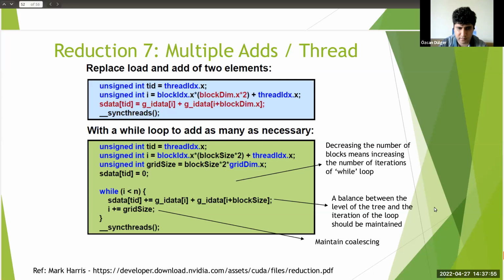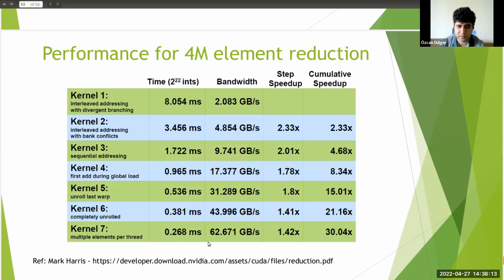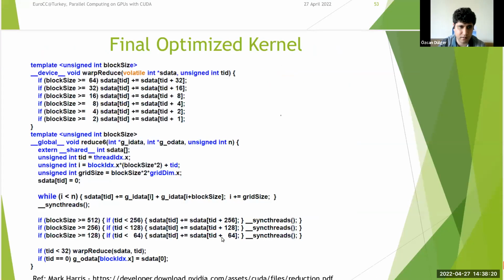So this is the last approach, and the execution time of the last approach is 0.2, the current step speedup is 1.42, and the cumulative speedup is 30x, and as you see, the bandwidth is 62 gigabit per second. It's a very good output for us, and this is the overall optimized kernel.